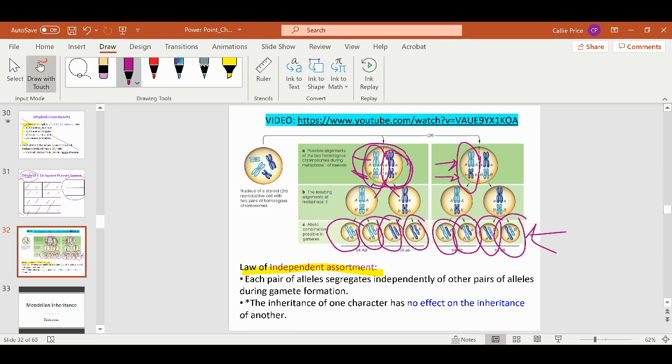So again, this is saying that these allele pairs from these homologous pairs are able to segregate or assort independently of other allele pairs, meaning the inheritance of one color, let's say that the A theoretical gene was coding for flower color that Mendel was looking at, has no effect on the B gene, which may be coding for a separate character such as pod color. So they're not linked to each other. They can align and separate independently of one another.